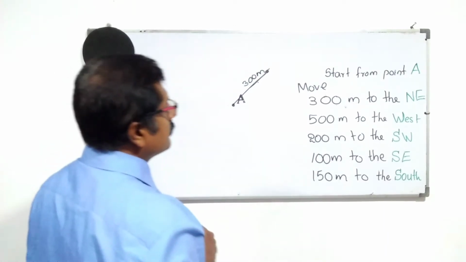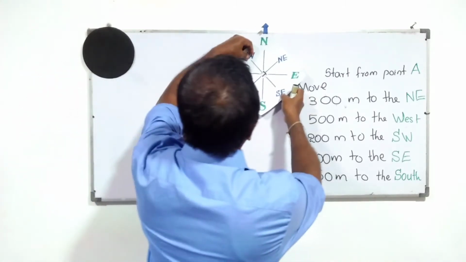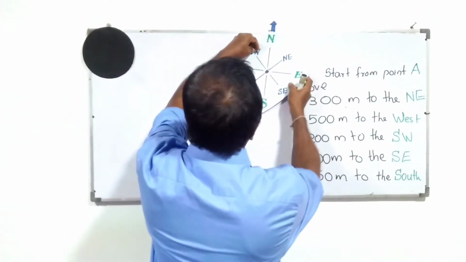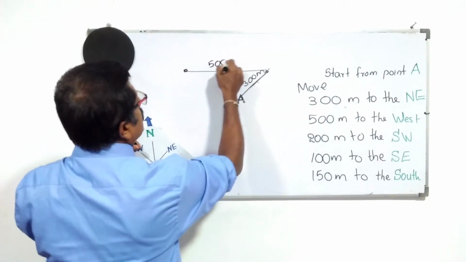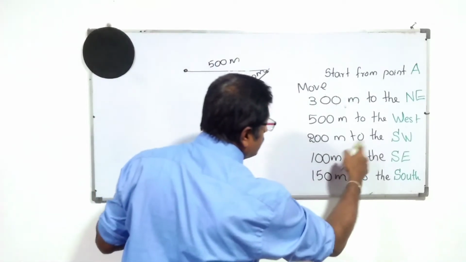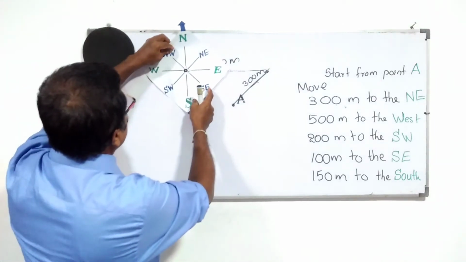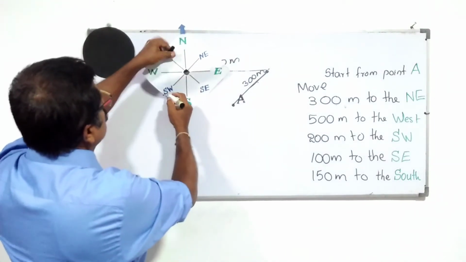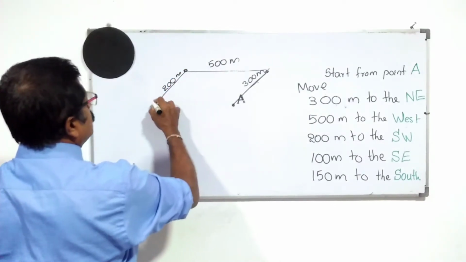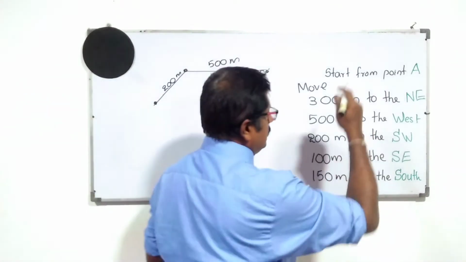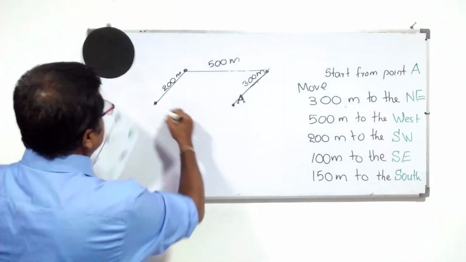Then from there, 500 meters to the west. Here you are. Then from there, 200 meters to the southwest in this direction, and come to this point. And then 100 meters to the southeast.